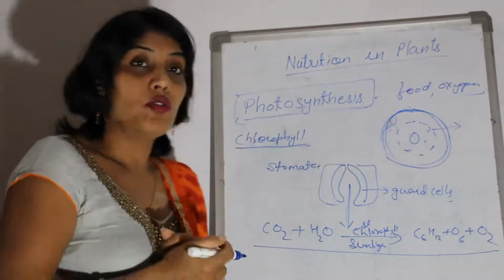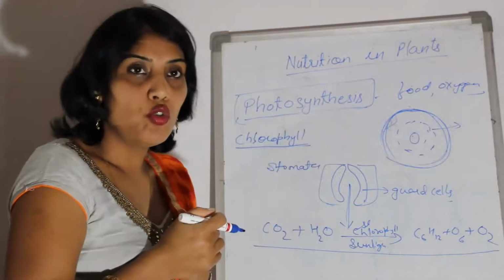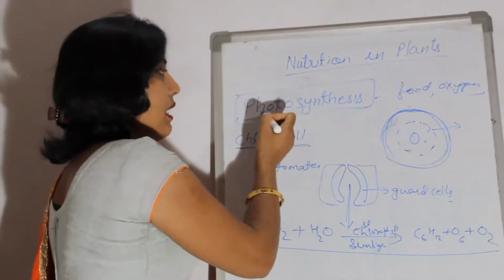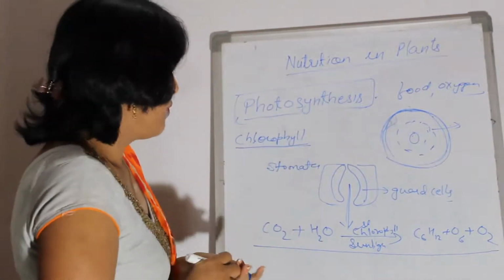Why is it called photosynthesis? Photo means light and synthesize means to prepare. So to prepare food in the presence of light is called photosynthesis.